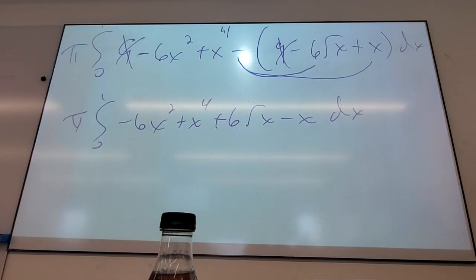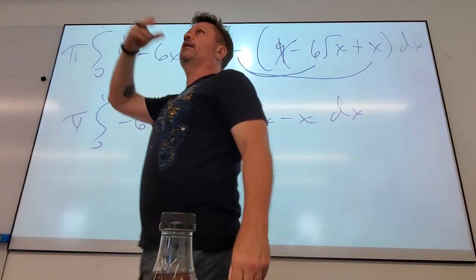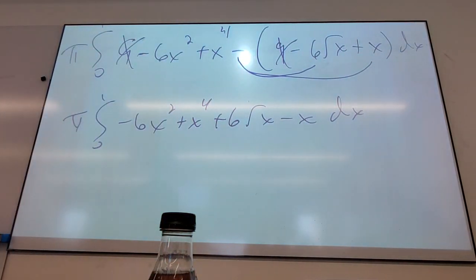And this is why I say setting it up is hard. That needs to be easy. I could rewrite rad x as x to the 1/2, right? That would make it a little bit easier.